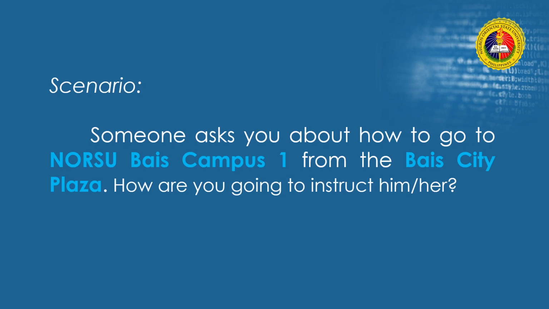Okay, thank you, Miss Nila Mil. That's very good. Let's refresh the scenario. The person is at Bais City Plaza. Where is Bais City Plaza, here in the ball field? The person is in a vehicle, a motorcycle or a car, and he or she asked you to go to NORSU Bais Campus 1. What would be your procedures? Your goal here is to make sure that the person will be able to find NORSU Campus 1. Would you like to volunteer?